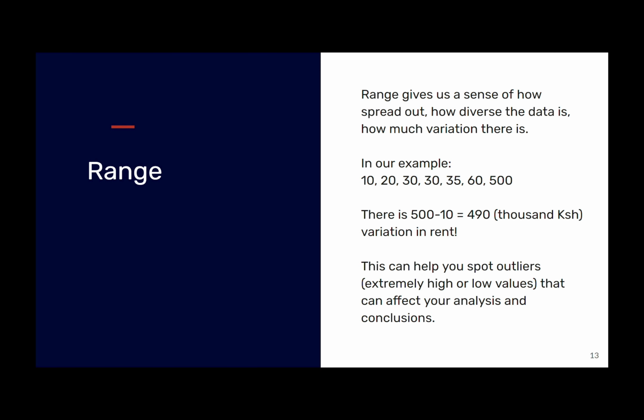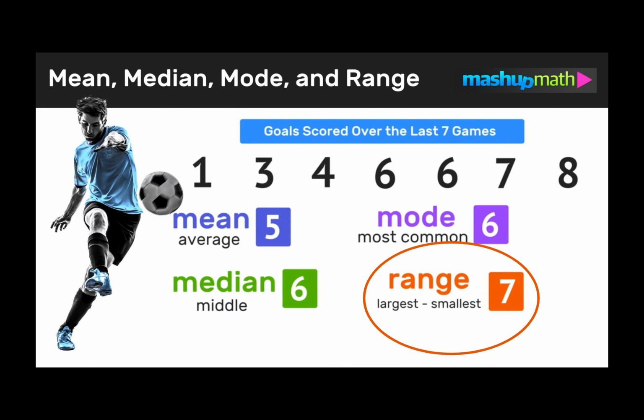Range. Range gives us a sense of how spread out, how diverse the data is, how much variation there is. In our example, once again, of 10, 20, 30, 30, 35, 60, and 500, there is 500 minus 10, which is 490,000 Kenyan shillings variation in rent, looking at the highest amount and the lowest amount. This can help you spot outliers, extremely high or low values that can affect your analyses and conclusions. In this case, we look at the highest scored game, which had 8 goals, and the lowest, which had 1 goal. When we subtract 8 minus 1, we get the range of 7.